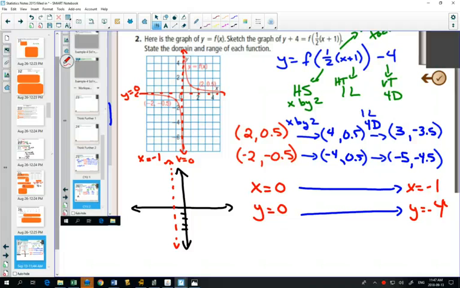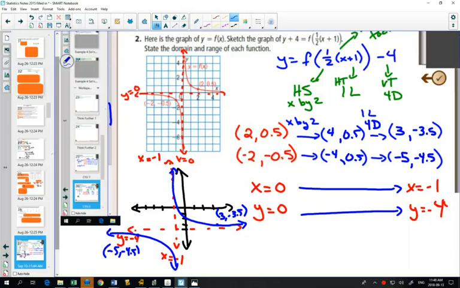1, 2, 3, 4. Y equals -4, x equals -1. Label both my asymptotes. Now I can go and plug my points in. I have 3, comma -3.5. And I have -5, comma -4.5. And I have my final graph.